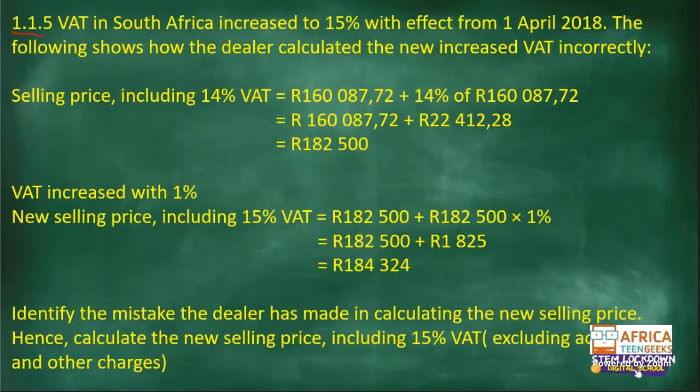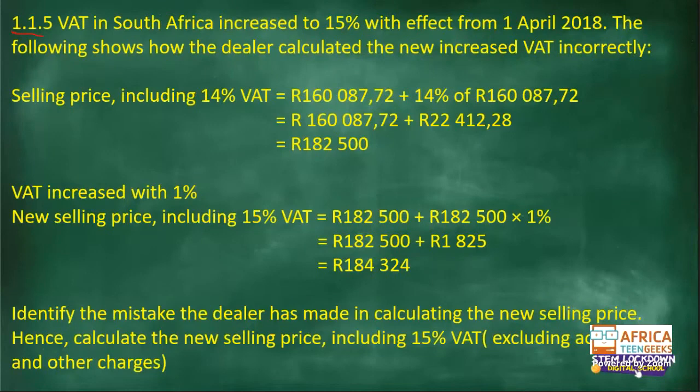VAT in South Africa increased to 15% with effect from 1 April 2018. The following shows how the dealer calculated the new increased VAT incorrectly. You remember we're dealing with that car, right? But anyway, you don't need to see the advert to work this question out. So previously, before 1 April 2018, VAT was 14%, right? Now, from 1 April 2018 to date, it is at 15%.